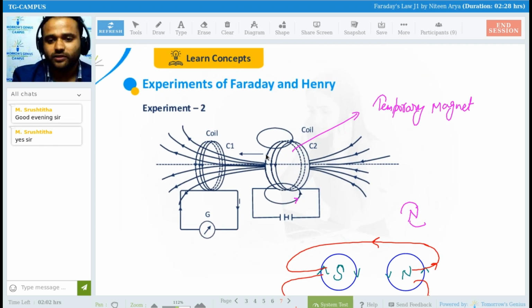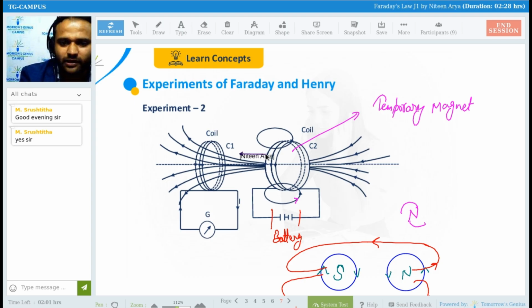So that is the thing. This is a temporary magnet only as long as I have this battery or cell. Whenever there is a current, there is a temporary magnet. Again, when I start moving this temporary magnet towards this coil, I can see the deflection, again I can see the generation of current. So this is the proven thing. Is this clear, everyone? Is this clear now?